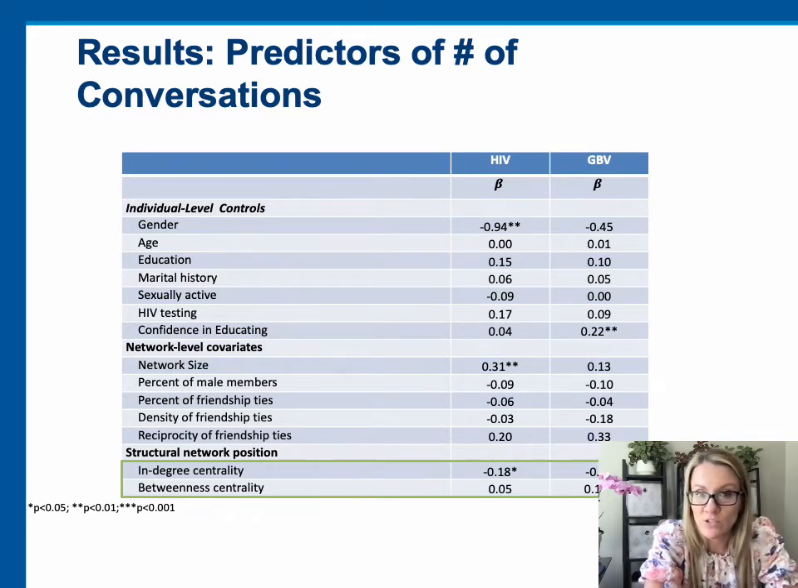Increasing between-ness centrality, so that bridging position, was actually significantly associated with increased numbers of conversations about gender-based violence. And the relationship between increasing levels of between-ness centrality and conversations about HIV was also positive, but it wasn't statistically significant.